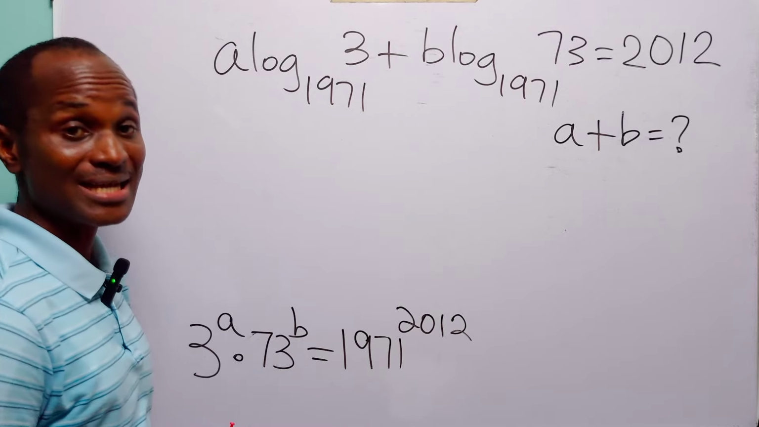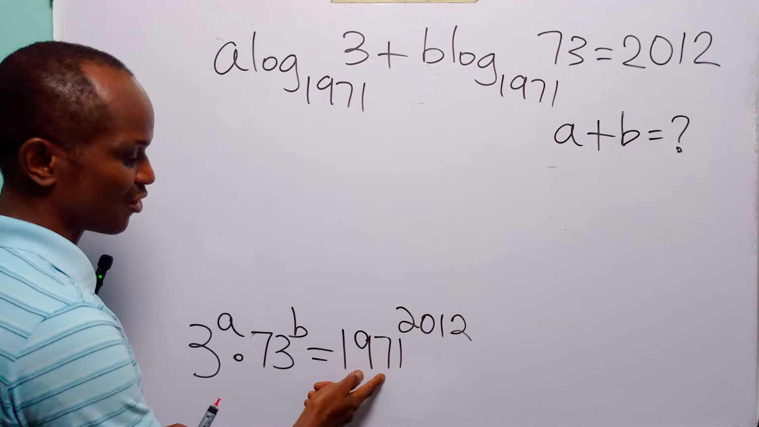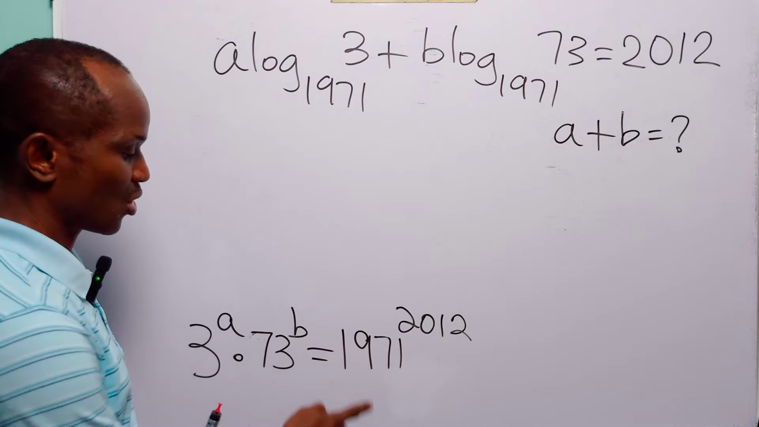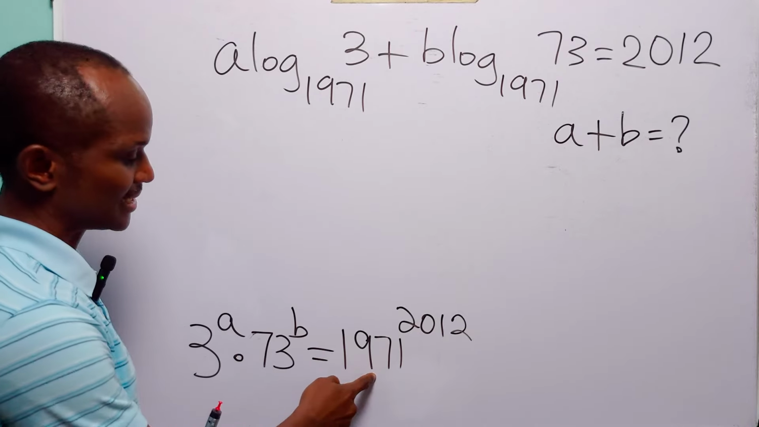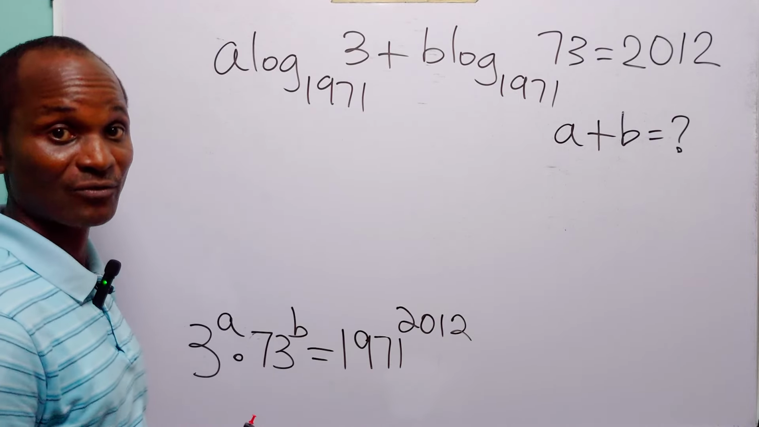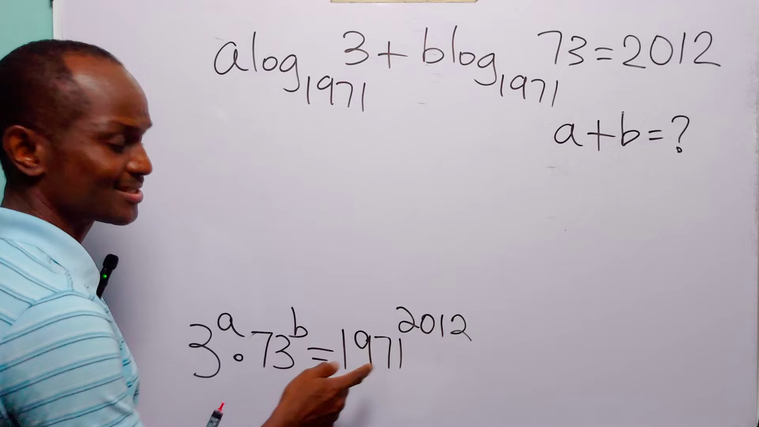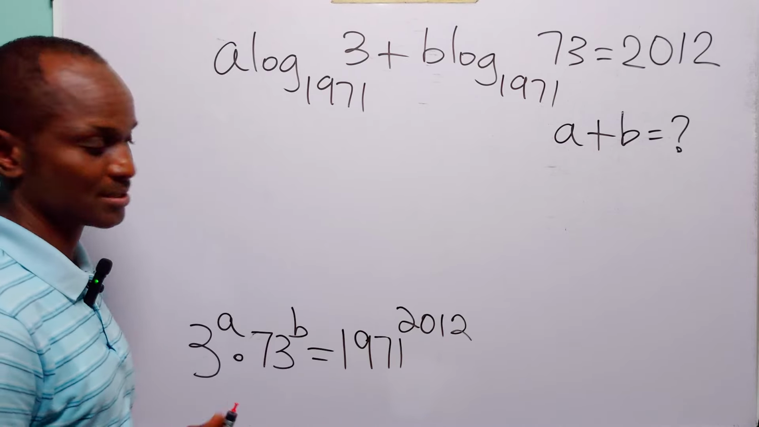Now let us look at this number, 1971. We know that this number is divisible by 3 because the sum of its digits is divisible by 3. 1 plus 9 is 10, 10 plus 7 is 17, 17 plus 1 is 18, and of course, 18 divided by 3 is 9. So let us divide this number by 3 and see what we get.